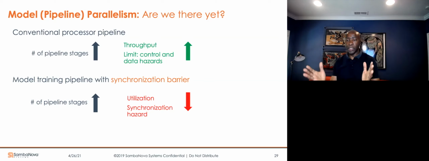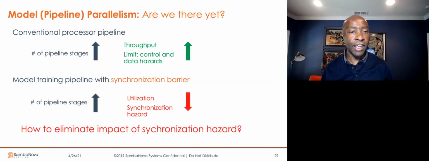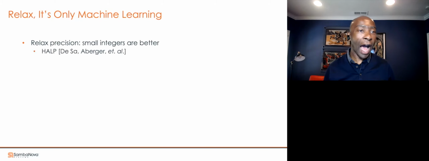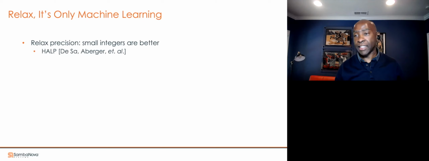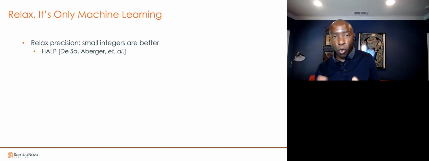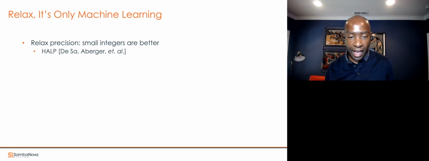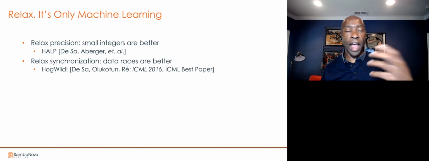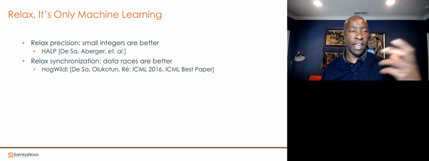Well, in working with Chris Ré over the years, one thing he taught me about machine learning is, you need to relax, because it's only machine learning. And so what kinds of relaxation can you do? What kinds of relaxation have we explored? Well, we've explored the idea of using smaller integers and getting the advantages of higher compute, less energy, and being able to do more compute.